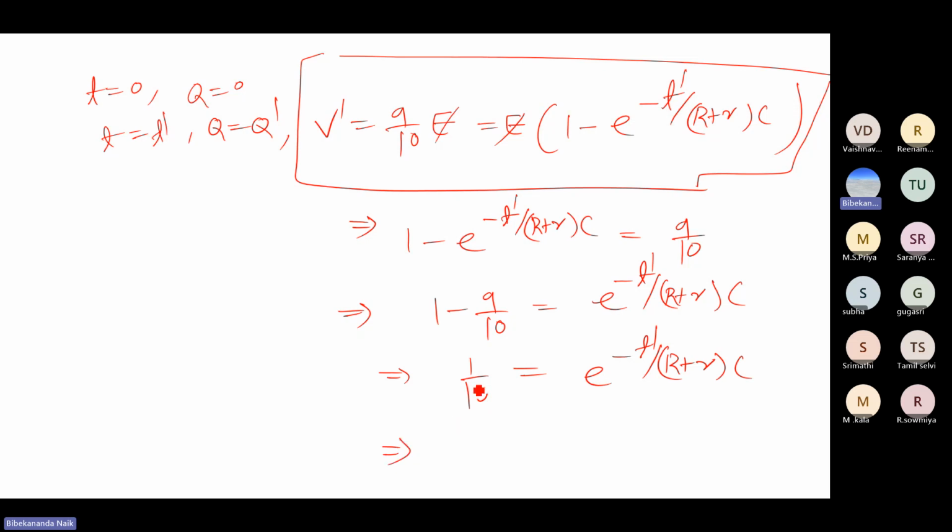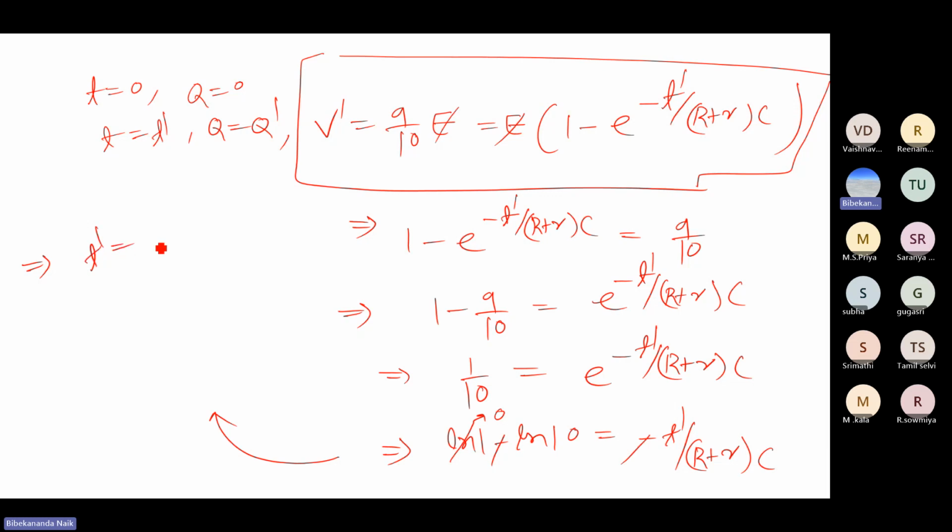So if you take natural logarithm on both sides, this exponential will vanish. So it will be ln 1 minus ln 10 equal to minus t prime by (r plus R) C. Now ln 1 is 0. So what will be the actual value? Similarly, this negative sign will get cancelled out on both sides.